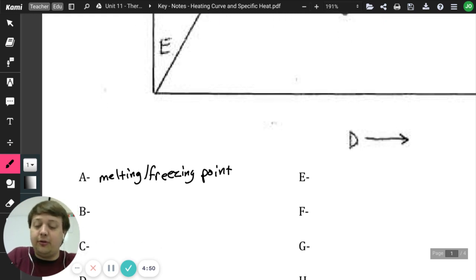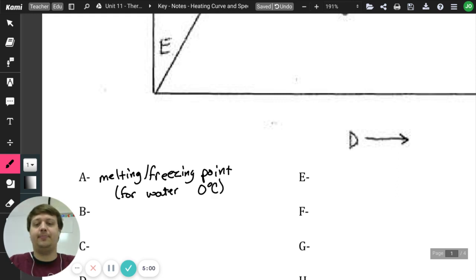And then for the purposes of water, which is one of those common substances that we work with in chemistry, it is 0 degrees Celsius. All right.